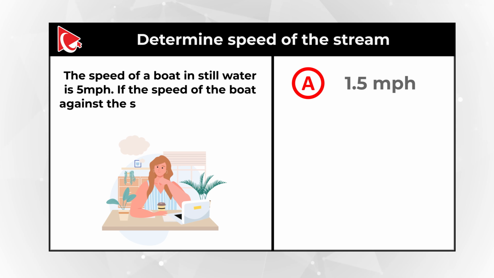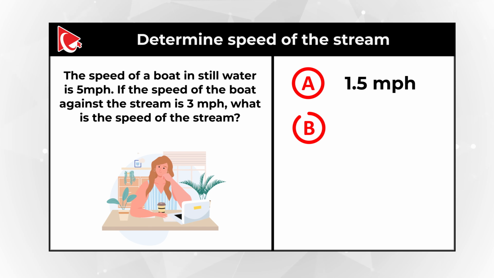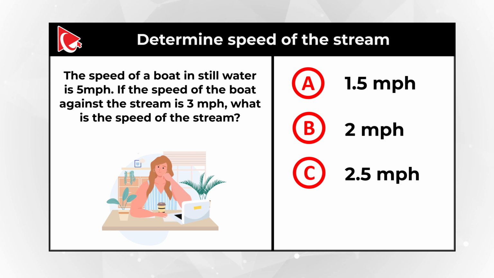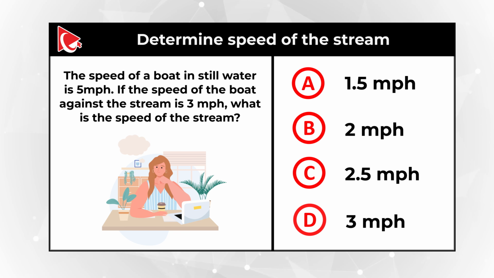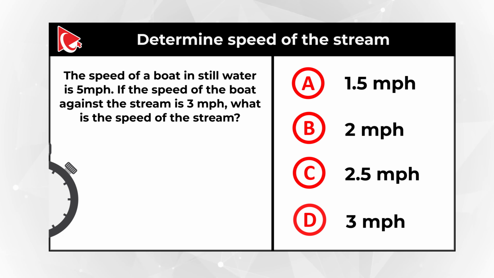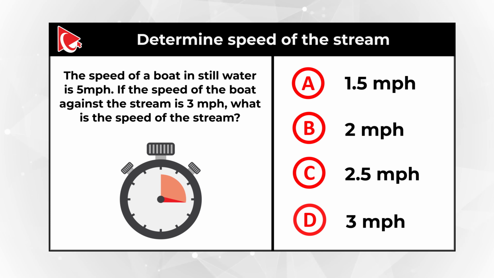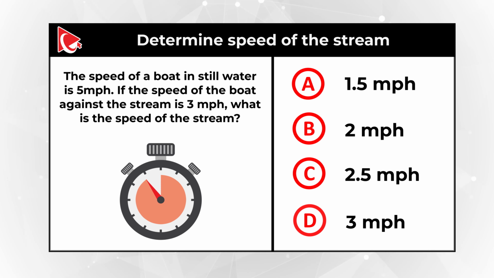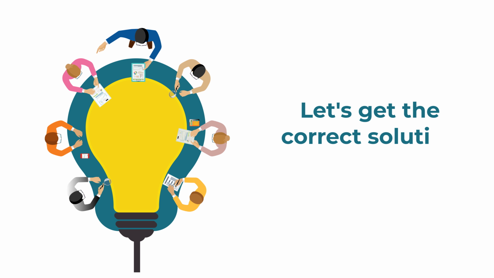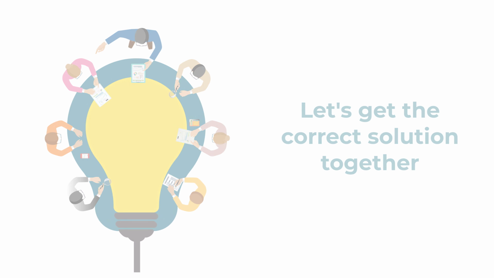Choice A, 1.5 miles per hour. Choice B, 2 miles per hour. Choice C, 2.5 miles per hour. And choice D, 3 miles per hour. Do you see the answer? Give yourself a little bit of time, maybe pause this video to see if you can come up with the solution. Are you ready? Let's move forward and get to the correct solution together.